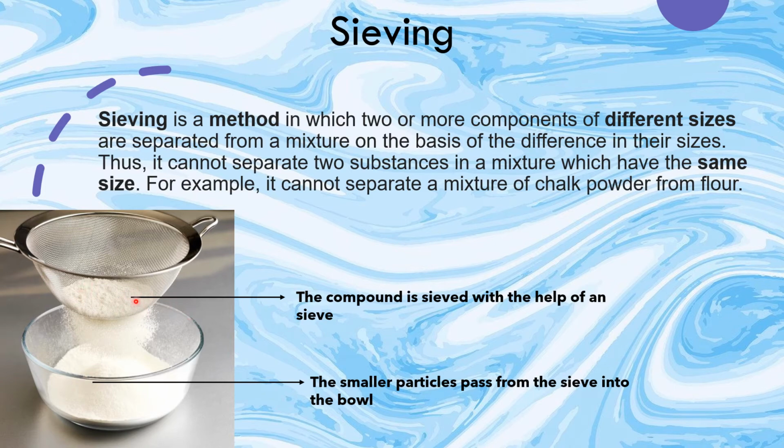And the remaining part stays in the sieve. The compound is sieved. It means that the compound which was mixed here is sieved, and the smaller particles like the wheat have fallen down.